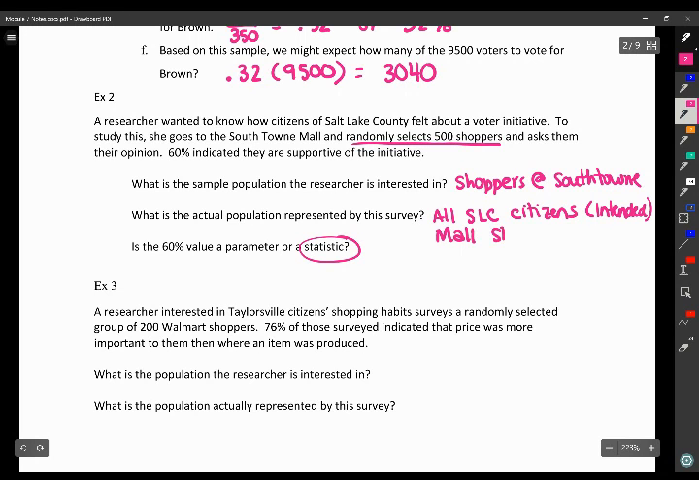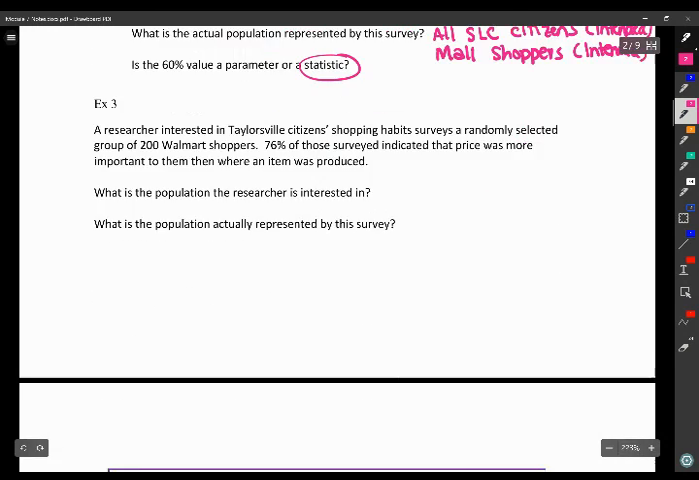So notice how those two things are different. They're saying the people that are at that mall represent all of Salt Lake City voters, but really it's only representing the people that would shop at the mall.